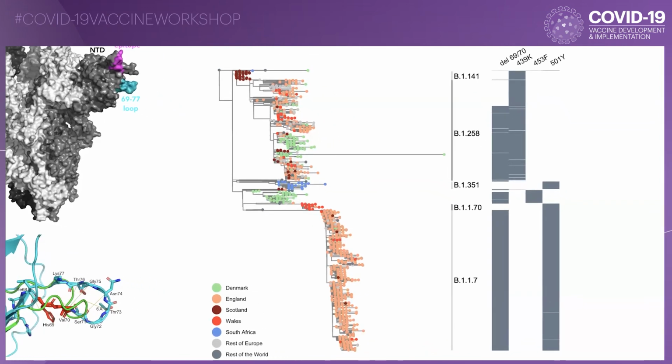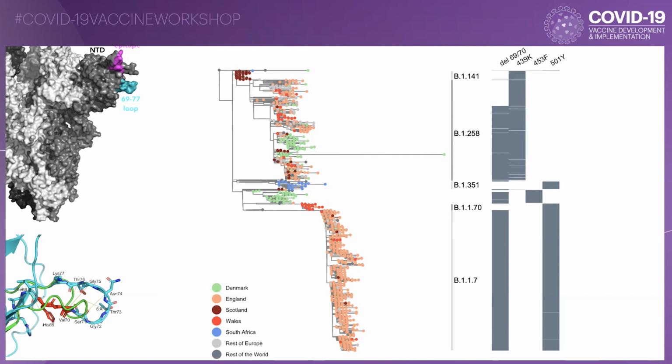And in the middle, you can see now the phylogenies of 69/70 deletion containing viruses. In pink at the bottom, you can see the very large cluster of B117 containing viruses, and the gray bars show you the fact that this has a 69/70 as well as a 501Y mutation.